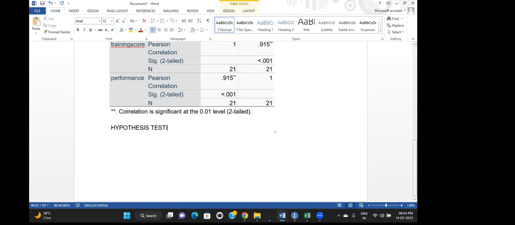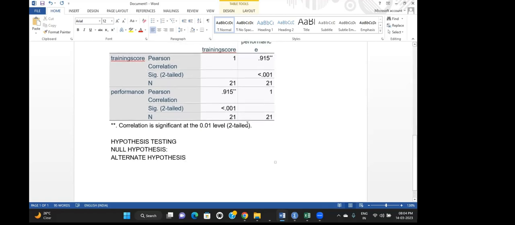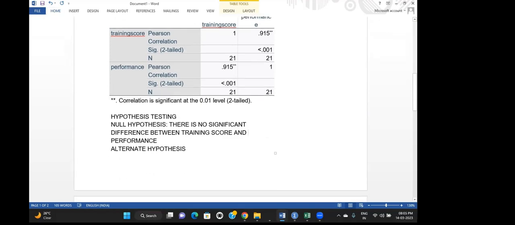Are you people aware of this hypothesis testing? There are two hypotheses, the null hypothesis and the alternate hypothesis. Hypothesis means you want to see, like in the null hypothesis, we say there is no significant difference between training score and performance. What does it mean? It means there is no relationship between the two things, right? And this is your null hypothesis.